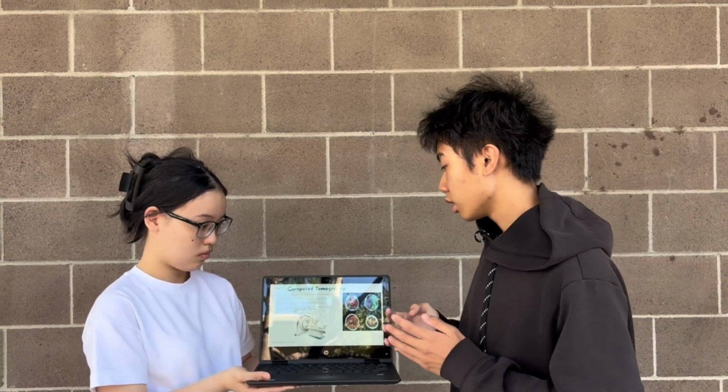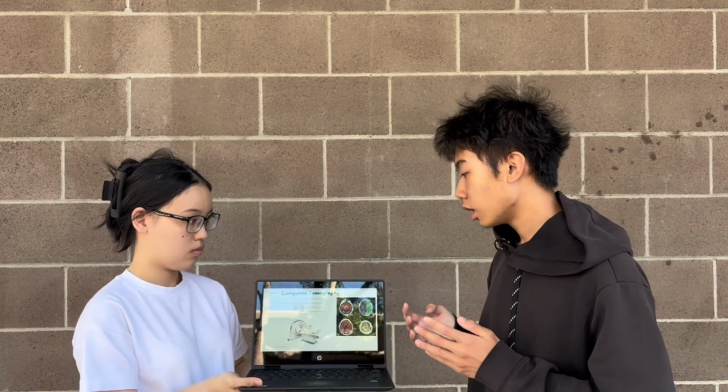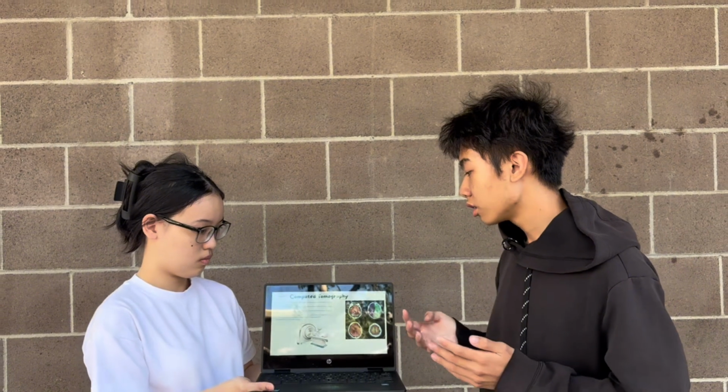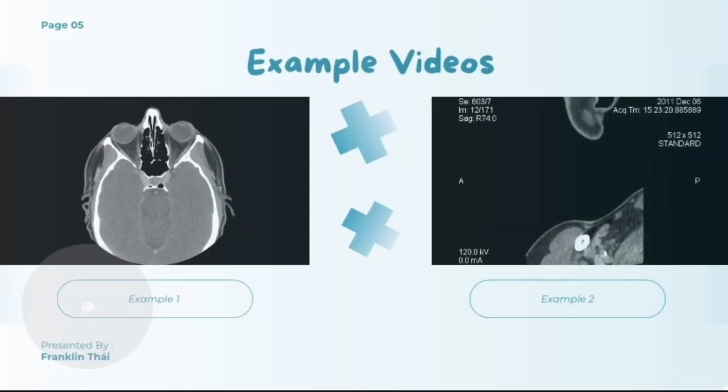But some disadvantages are that it can increase cancer risk for children when they use it multiple times, and the radiation dose is much higher than standard X-rays. These are 2D images of the brain.